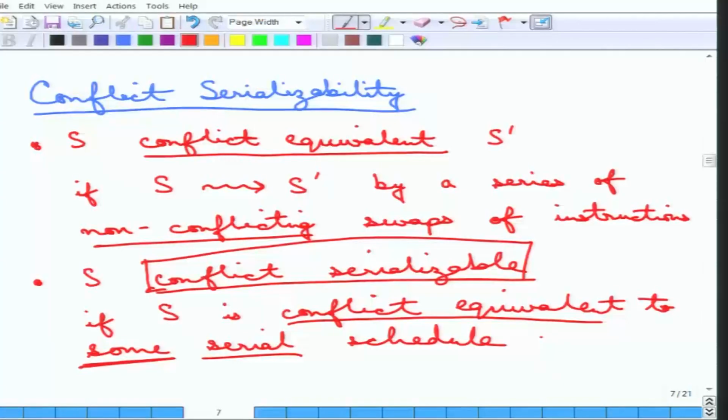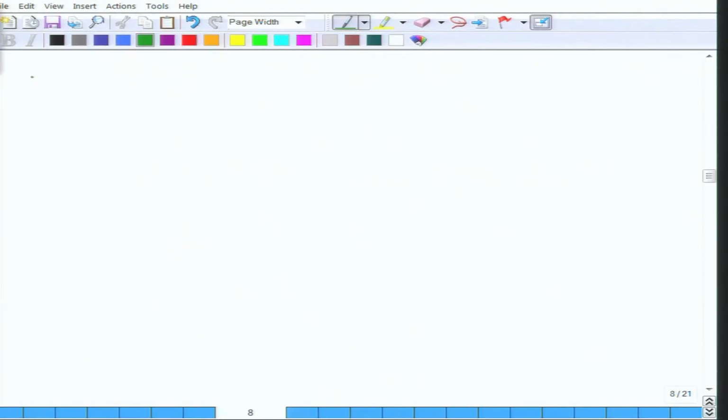So now let us see an example. Suppose S is the following. We will use the same notation, and we will even drop the semicolons.